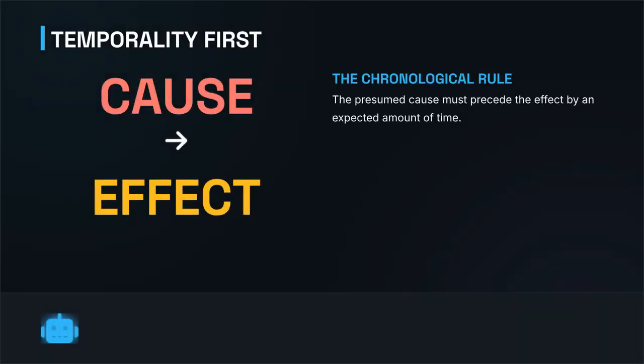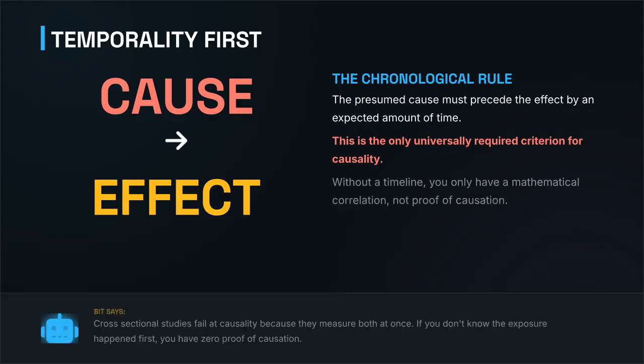Temporality absolutely comes first in the hierarchy of evidence. Bit says cross-sectional studies fail at causality because they measure both variables at once. If you do not know the exposure happened first, you have zero proof of causation.